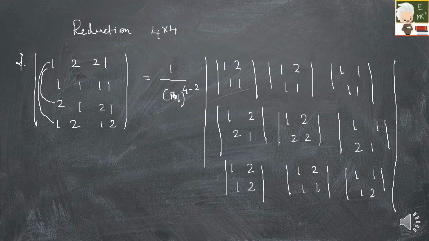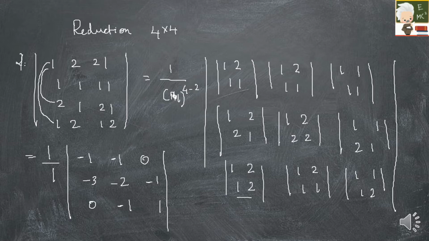Now to find the determinant, reduce this to a 3 cross 3 matrix. It will be 1 to the power 2, which is nothing but 1. So this would be 1 minus 2, which is minus 1, and again 1 minus 2, minus 1. Next is 1 minus 1, 0. The next is 1 minus 4, which is minus 3, and then 2 minus 4, which is minus 2, and then 1 minus 2, minus 1. Here it is 2 minus 2, 0, and the next is 1 minus 2, which is minus 1, and then 2 minus 1, 1.